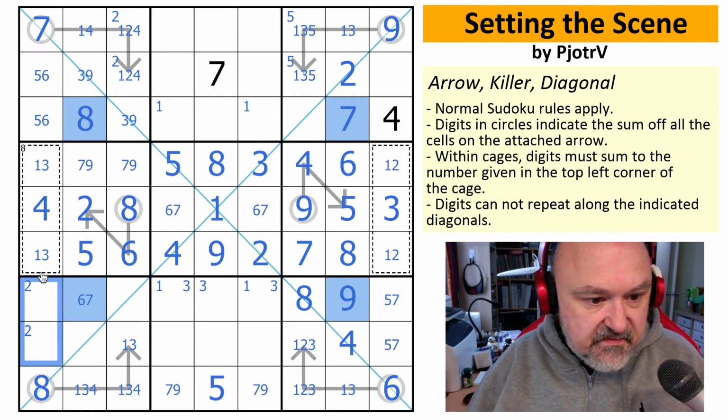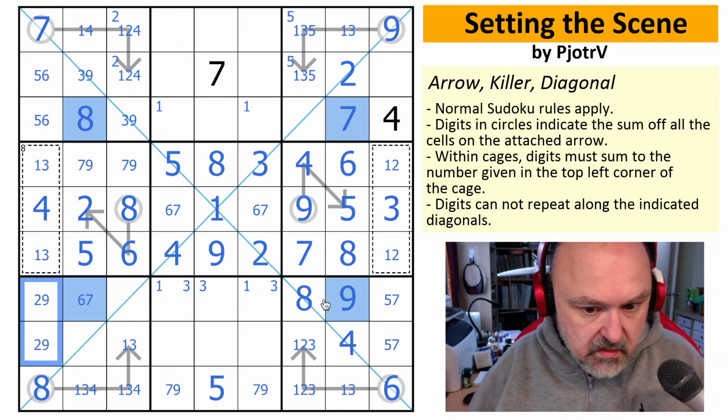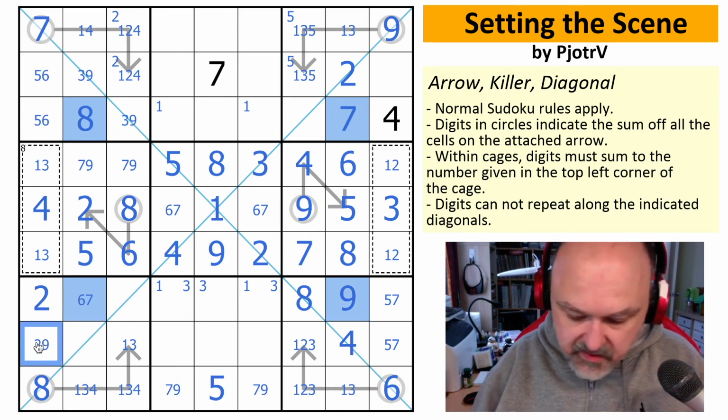So that means these are fixed. They're 2, 3, 4, 5, 6, 7, 8, and 9. And there's a 9 right there. So that's 2 and that's 9.